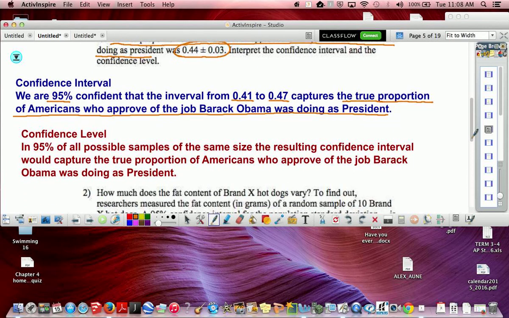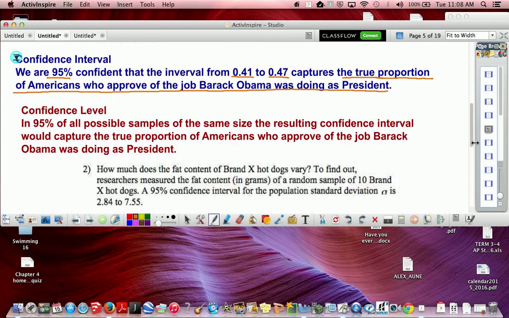So what I'd like you to do is, I'll read number 2 with you, but I'd like you to find the confidence interval and the confidence level. So in number 2 it says, how much does the fat content in brand X hot dogs vary? To find out, researchers measured the fat content in grams of a random sample of 10 brand X hot dogs. A 95% confidence interval for the population standard deviation is 2.84 to 7.55. That's a lot of variability there. Okay, so take a minute.